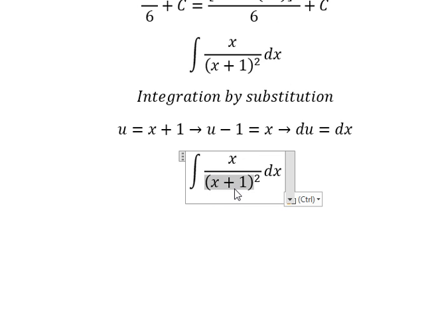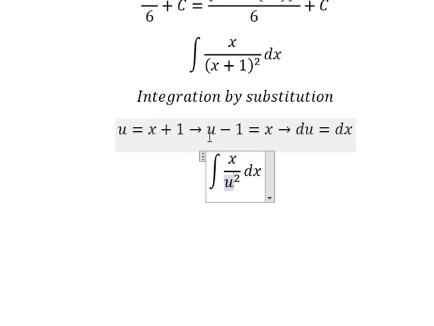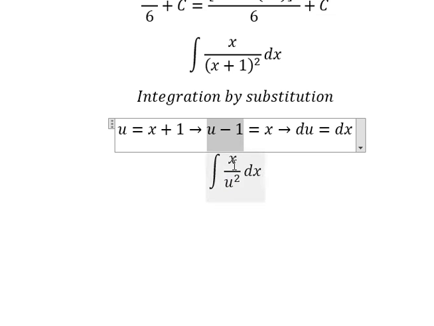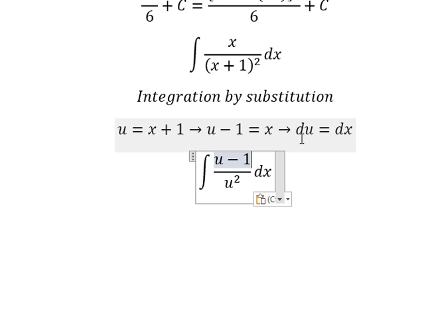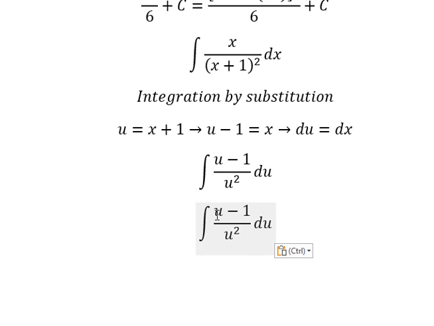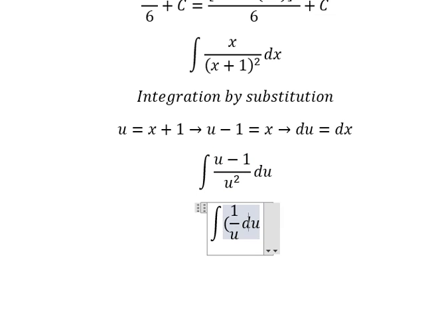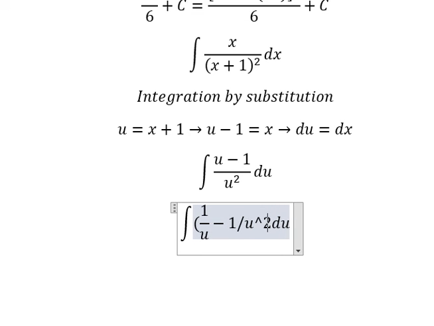This one we change by u. x we change by this one. dx we change by du. u divided by u squared, we have 1 over u. The next one we have negative 1 over u squared.